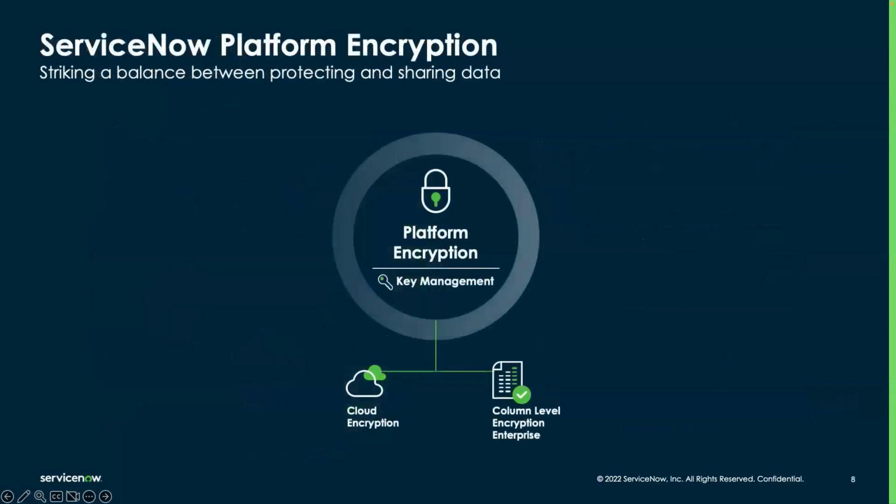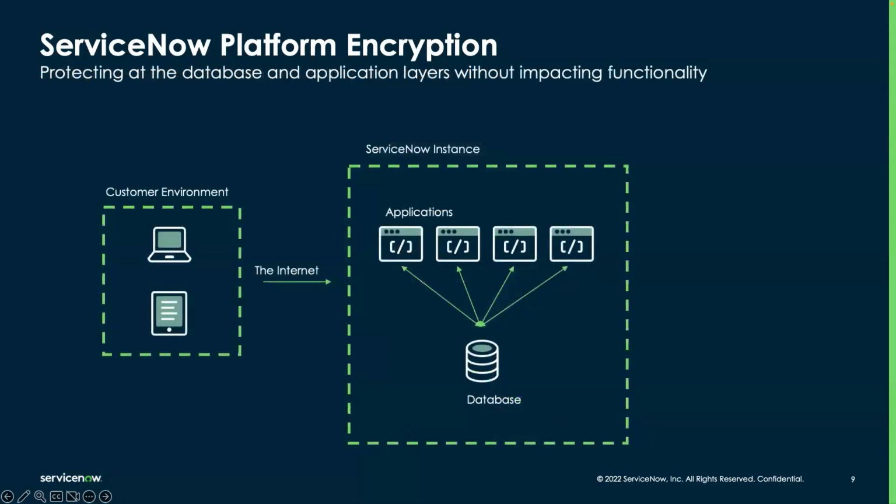So now let's talk about the platform encryption. The platform encryption addresses the key customer need of balancing how customers protect and share data in the cloud by ensuring ServiceNow data is encrypted at rest with only authorized users who can access it. It consists of 2 encryption products, cloud encryption and column level encryption enterprise, or we call it CLE Enterprise. Let's look at some of the underlying fundamentals to understand the customer value and differentiators for the platform encryption.